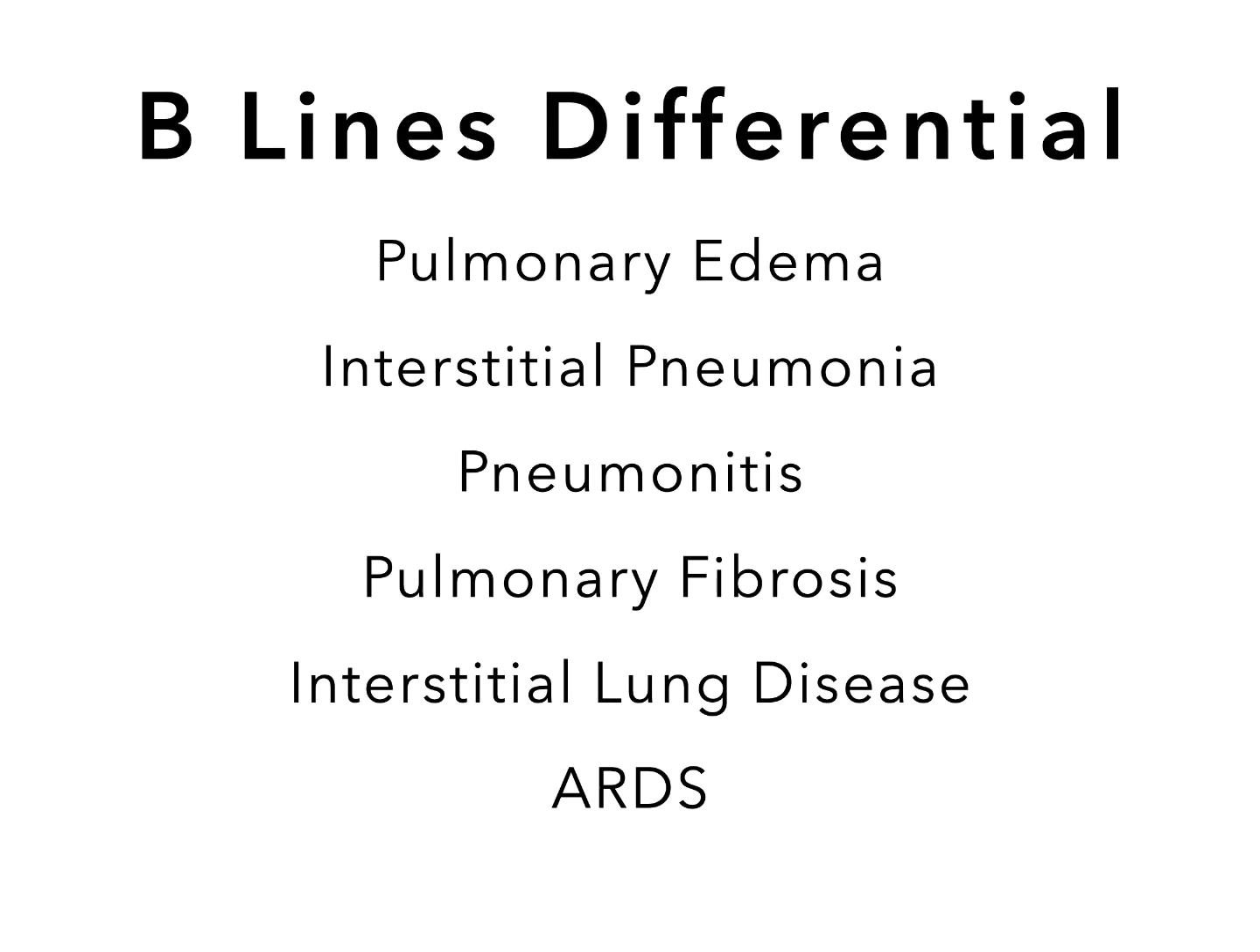Also, remember my earlier point that B lines are an artifact representing thickening of the interlobular septa. As such, you have to remember that B lines have a differential, which includes other pathology like pulmonary edema, pneumonitis, pulmonary fibrosis, interstitial lung disease, and ARDS.